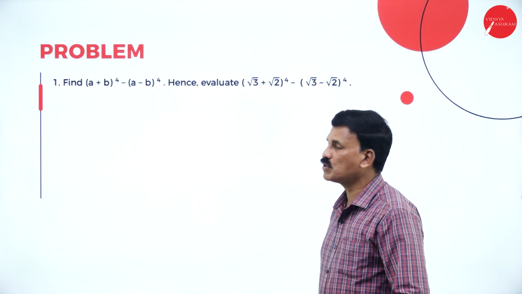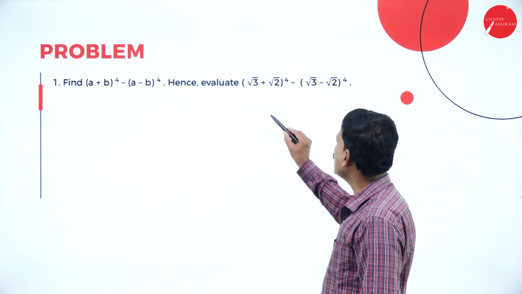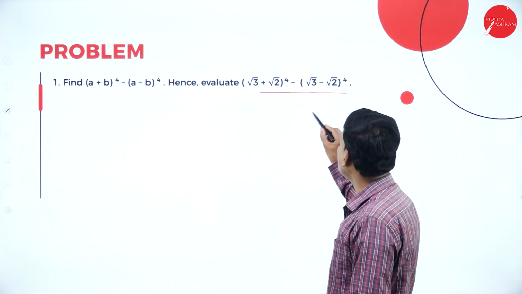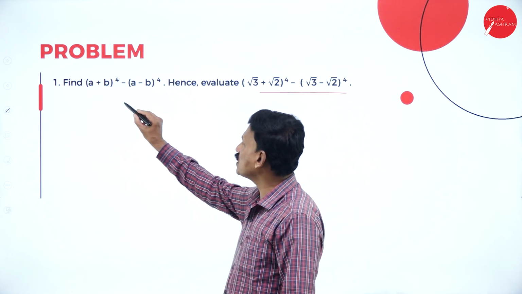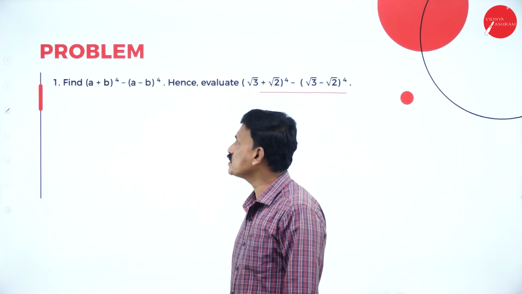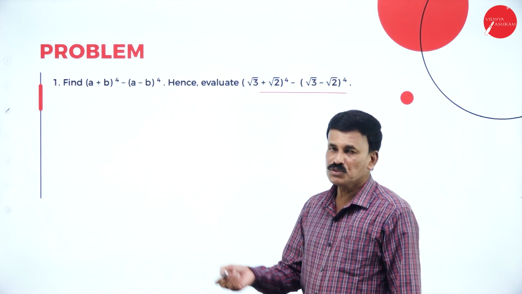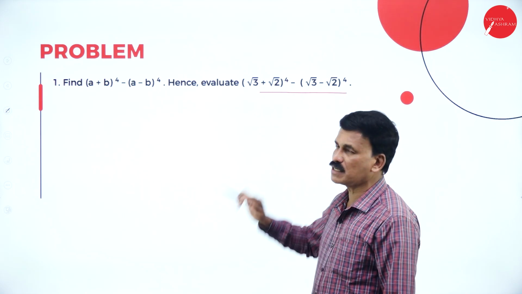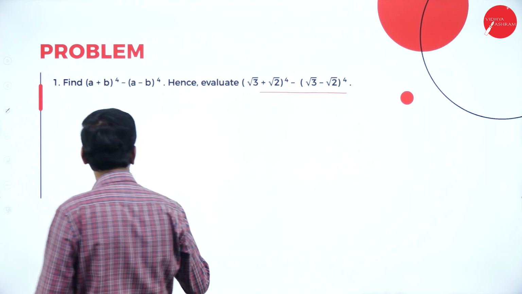Find (a + b) whole raised to 4 minus (a − b) whole raised to 4, and hence evaluate the value of (root 3 + root 2) whole raised to 4 minus (root 3 − root 2) to the power of 4. Just first find out the value of (a + b) whole raised to 4 and (a − b) whole raised to 4. Simplify using the binomial theorem and then substitute the value of a is equal to root 3 and b is equal to root 2. You will get the answer. That's it. Now let us come to the first part.